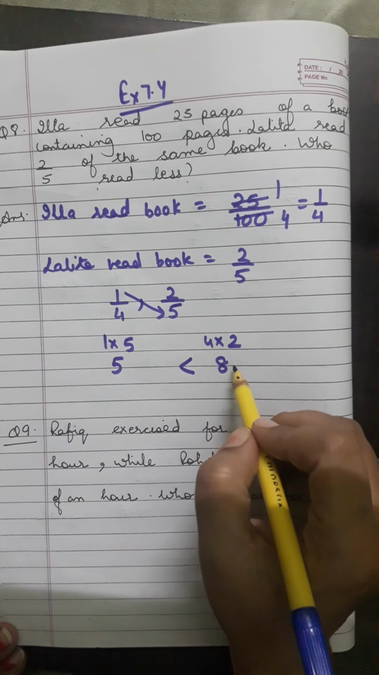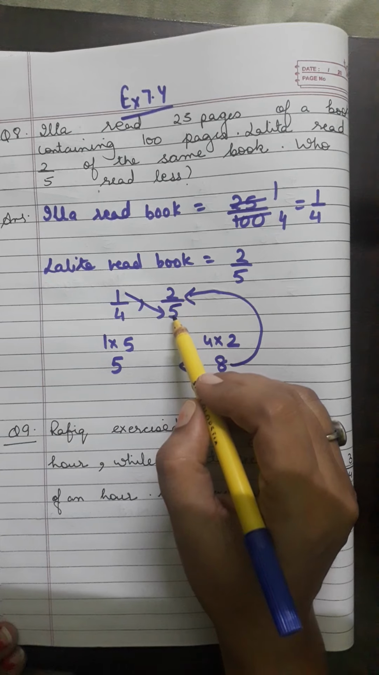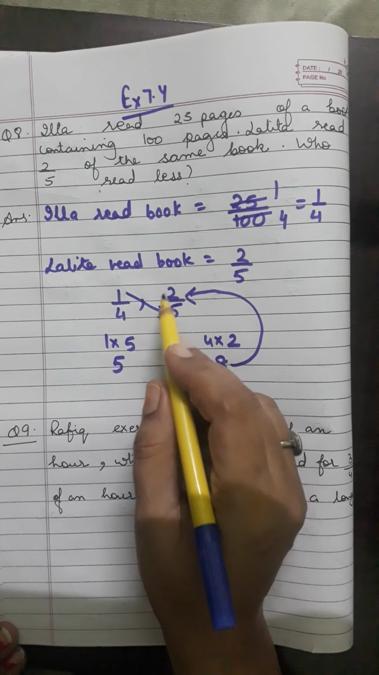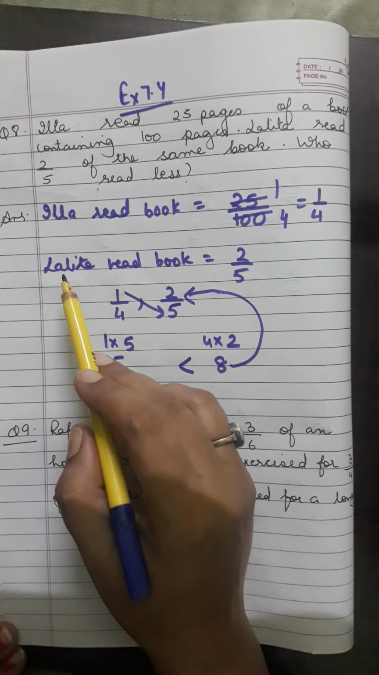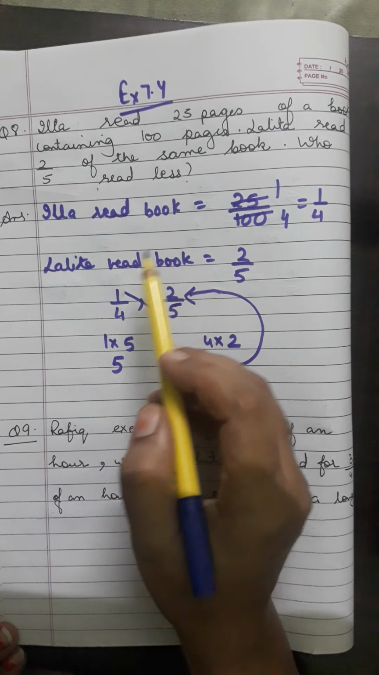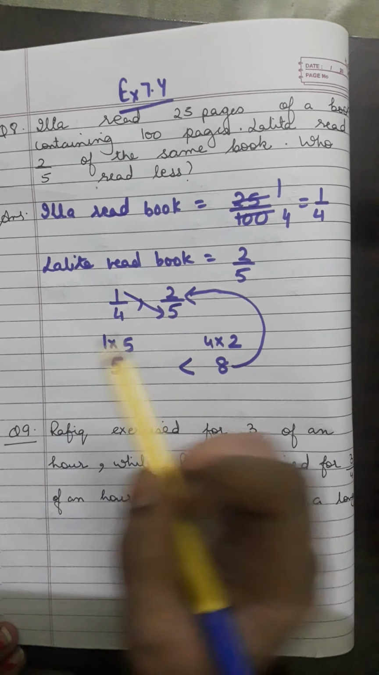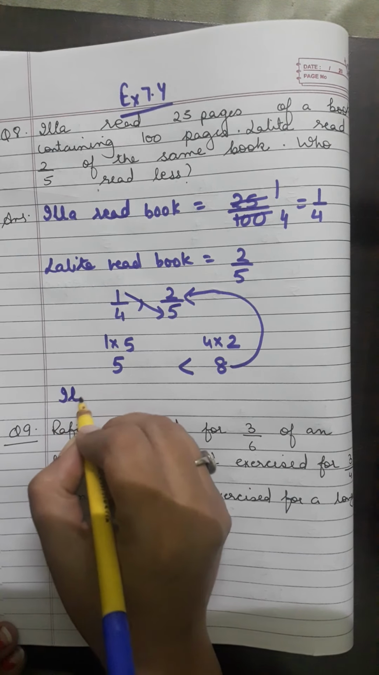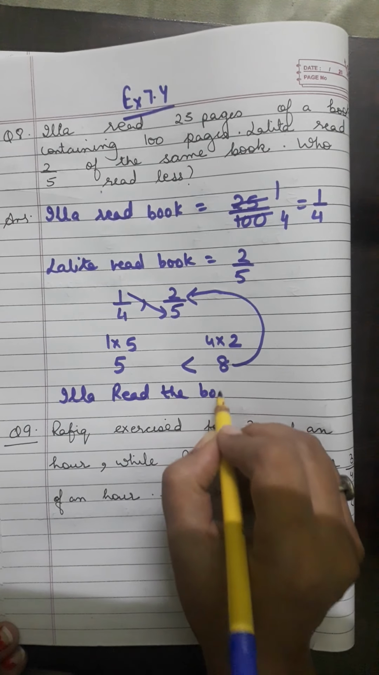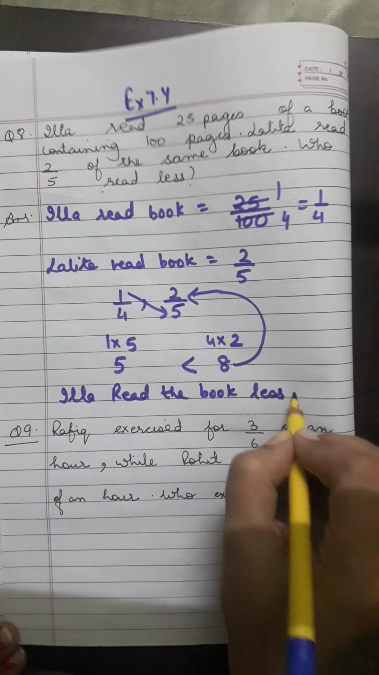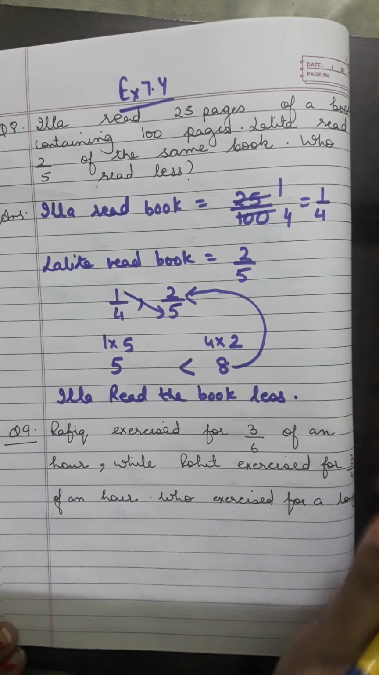It means the 8 came from the fraction 2 by 5 on this side. So which fraction is greater? 2 by 5. It means who read more? Lalita read more. And who read less? Ela read the book less. So who read less? The answer is Ela read the book less, or less of the book has been read by Ela.